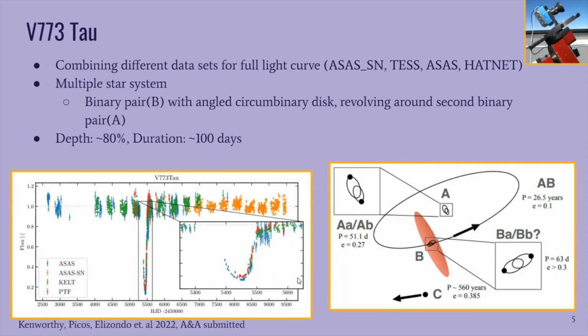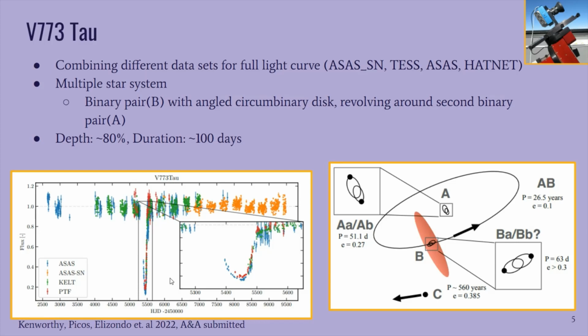From creating all the vetting pages, I was able to find an eclipsing system of the known star V773 Tau. From this, data from surveys such as ASAS-SN, TESS, ACES, and HATNet were combined to create a fuller looking light curve. You can see here, the eclipse had a depth of about 80% and a duration of 100 days.